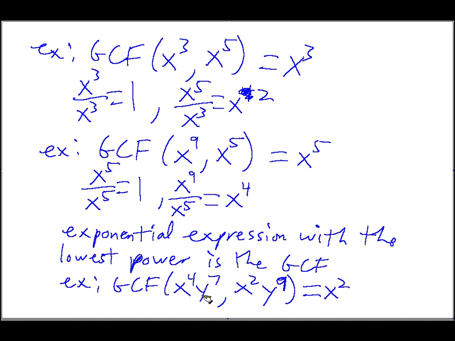Okay. How about the y? y to the 7th, y to the 9th. Well, lowest power wins, right? Lowest power is the GCF. So y to the 7th. Here's the GCF. So therefore, the GCF of these two expressions is what? x squared y to the 7th. Okay, can we see that? Again, the exponential expression with the lowest exponent is the GCF. Okay, so keep that in mind here.